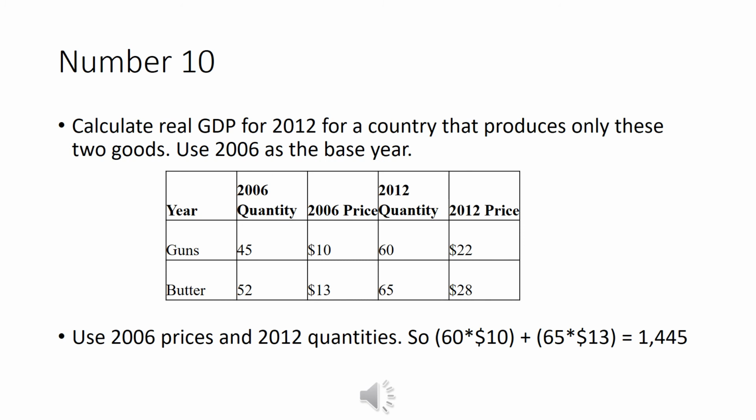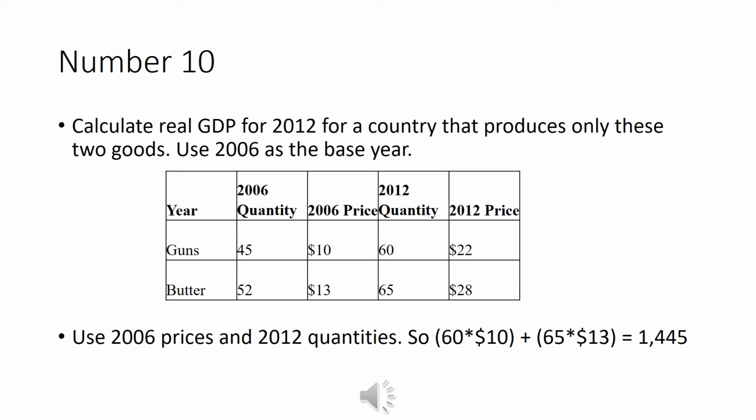Right, so next let's turn to number 10. So using the following table below, calculate the real GDP for 2012 for a country that produces only these two goods, guns and butter. So in order to calculate the real GDP in 2012, we're going to use the base year prices, so the 2006 prices, multiplied by the quantity in 2012.